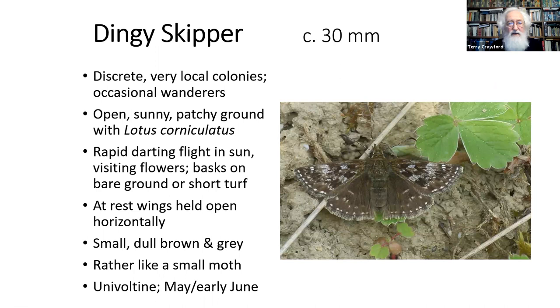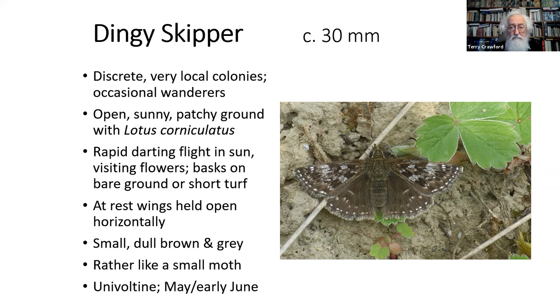A totally different type of butterfly is the dingy skipper, which is pretty local, although some colonies are quite large in the right sorts of habitats, and you do get the odd one wandering around. They like open ground, which is warm and has bare patches, with some birdsfoot trefoil, that's Lotus corniculatus. Its behaviour is rather different from other butterflies, and you can be confused by it because it tends to visit flowers and then suddenly darts off into another flower and so on. Sometimes it'll settle onto the ground and bask with its wings open, like here. But they can look a little bit more like a rather dull moth flying around than a butterfly. They will be appearing in about a month to six weeks, only one generation per year, although there is some evidence in good years of perhaps a very, very small second generation.